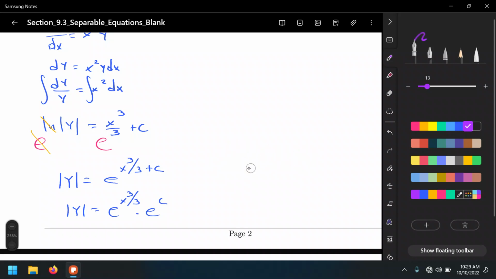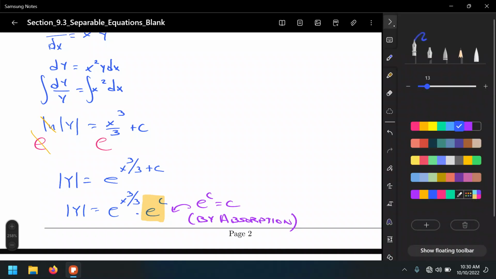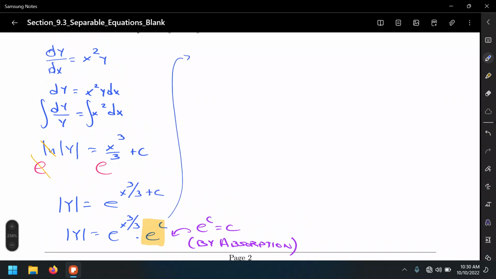But now, check this out. Over here, this e to the c is just going to be another c, by absorption. So e to the c just becomes a c. Let me continue up here. That's the absolute value of y equal to c e to the x cubed over 3. Now we need to get rid of the absolute value bar.